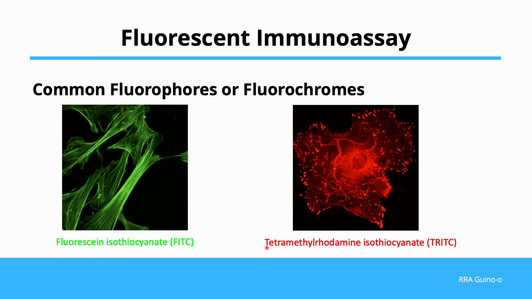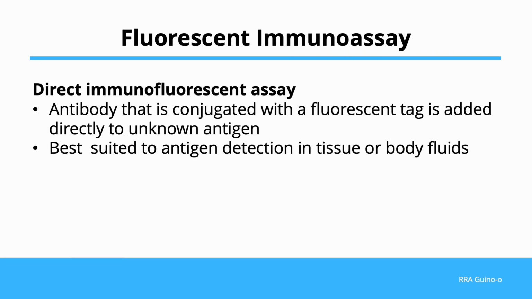Next, we have tetramethyl rhodamine isothiocyanate, or TRITC, and this fluorochrome absorbs light at 550 nanometers and emits a red light at 585 nanometers. Next, let's talk about the different types of immunofluorescent assays. First is the direct immunofluorescent assay. This uses an antibody that is conjugated with a fluorescent tag, and this antibody is directly added to an unknown antigen. This is usually used for rapid antigen detection in tissues or body fluids.